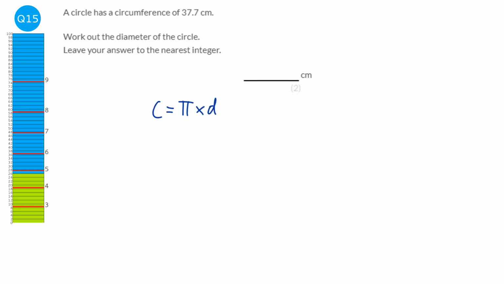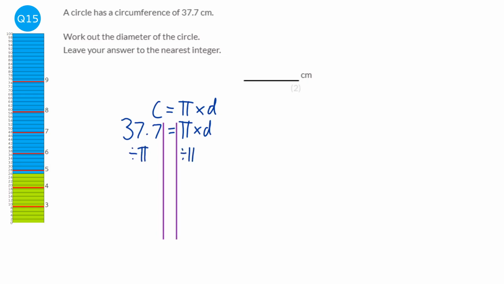In this question, we're given the fact that the circumference is 37.7, and we're asked to find the diameter. So if we put our lines in, all we need to do is divide both sides by pi. So we've got 37.7 divided by pi equals the diameter.